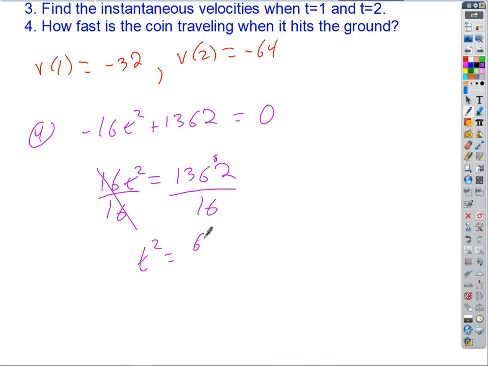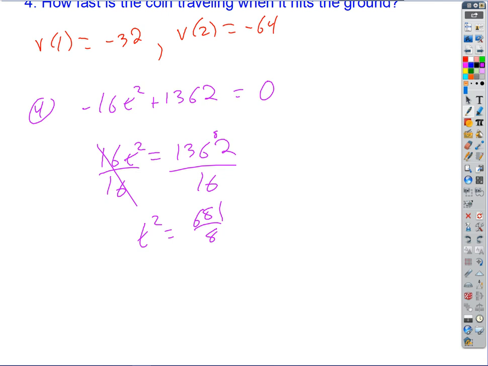681 over 8. Is that right? Should be. Is it? 681 over 8. Yep. Oh, yeah, it is. Okay. Good. So t squared equals that. So t equals, mathematically, plus or minus the square root. We'll just get that as a decimal. What is that, somebody?